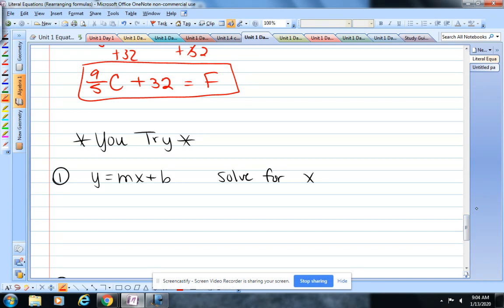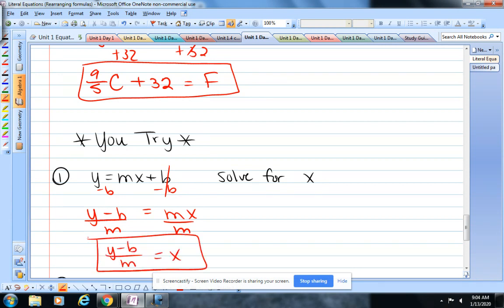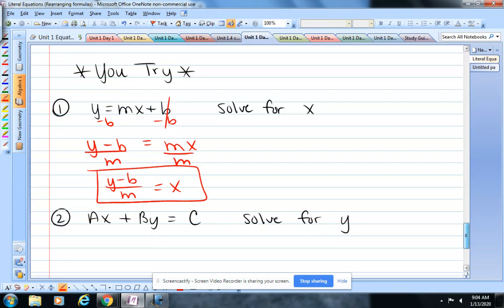Okay, y'all help me out so we can have time to practice in a minute. What do we do first to solve for X? Subtract B. Very good. So you leave it Y minus B, and now it equals MX. How do I get rid of M? Divide by M. So your final answer should be Y minus B over M equals X. Raise your hand if you got that for your solution. Any questions? Okay.